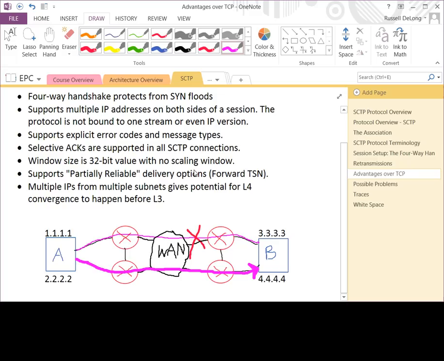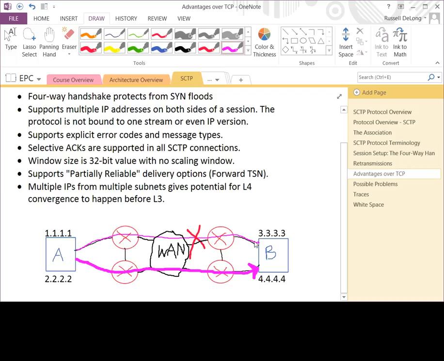Now, yes, there's different ways of achieving high availability with the same IP address. There's load balancers. There's anycast IP addressing. There's a bunch of things you could potentially do to virtualize an IP address and make it highly available across two paths. But this ability at the transport layer to inherently change the source and destination IP address based on an upstream link failure detection is something that TCP cannot do.